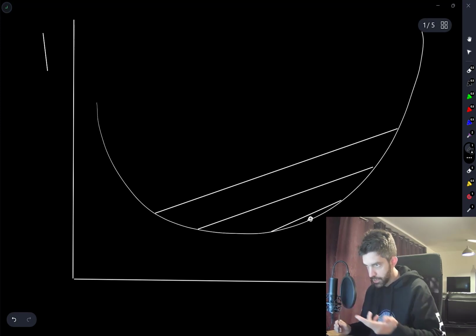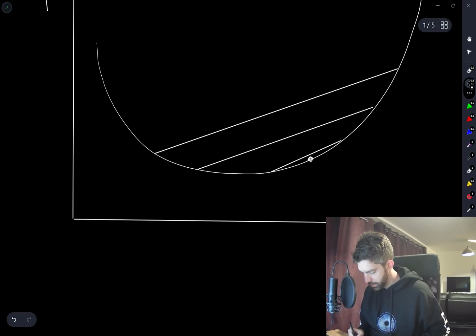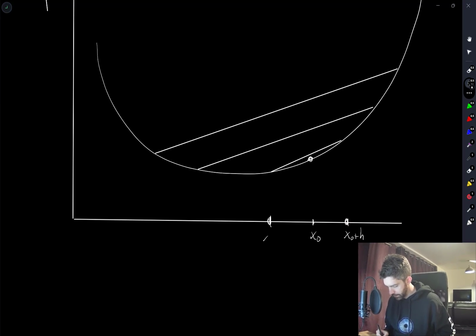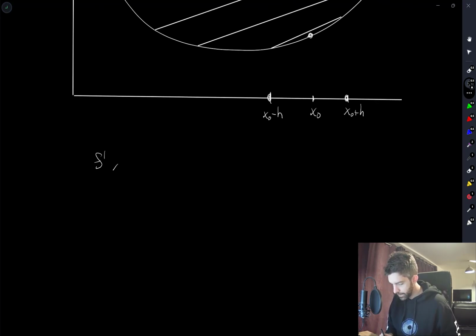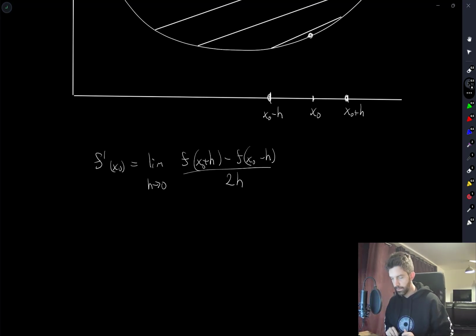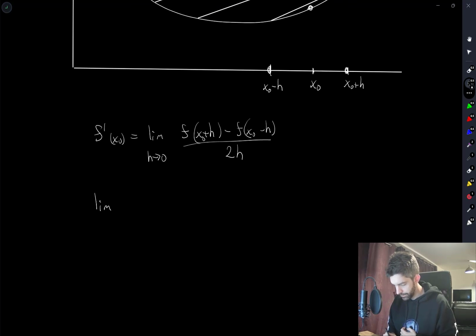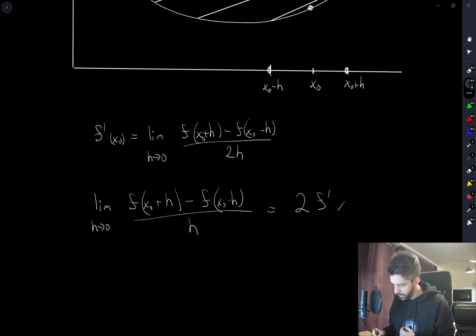And the expression that's written here, if it were divided by 2h, here's x naught. This is x naught plus h. This is x naught minus h. And so f prime x naught is the limit as h approaches 0 of f of x naught plus h minus f of x naught minus h divided by 2h, which is exactly half of the thing that's written there. So the thing that's written there needs to be divided by 2 to give the derivative. So the thing we actually have is equal to 2 f prime x naught.